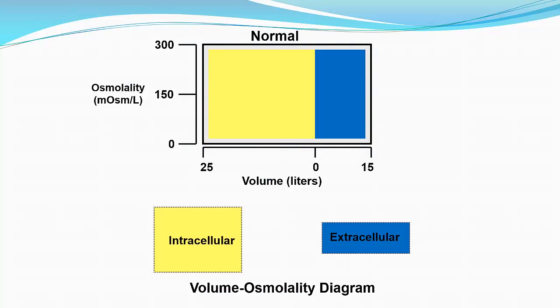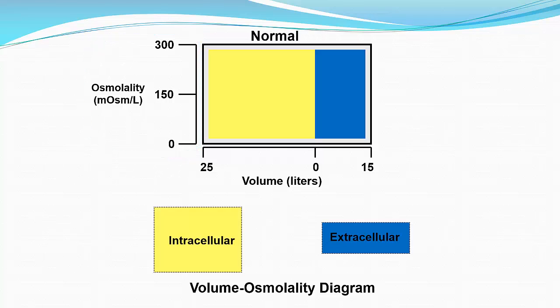This is the first in a series of videos designed to help you understand how one diagram can be used to depict many different changes in a patient's body fluid status. A volume osmolality diagram, shown here, can be used to depict changes in both volume on the x-axis and osmolality on the y-axis.